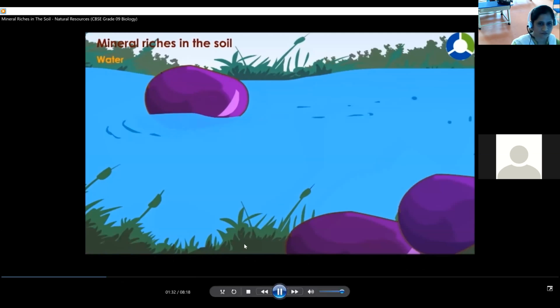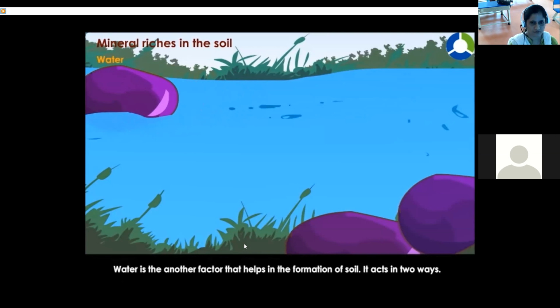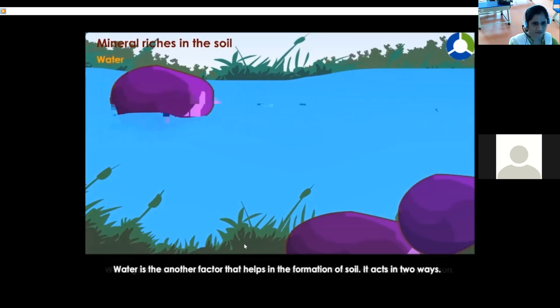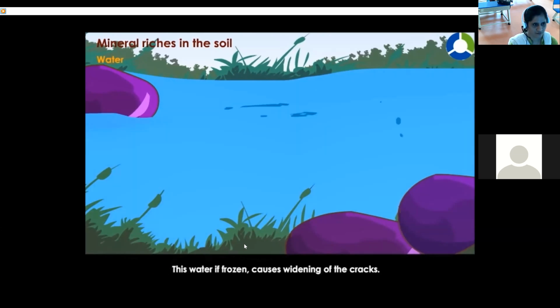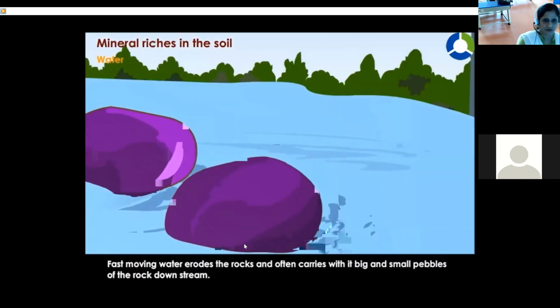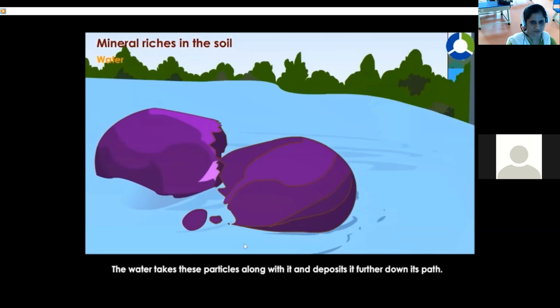Water. Water is another factor that helps in the formation of soil. It acts in two ways. Water gets into the cracks in the rocks developed due to uneven heating by the sun. This water, if frozen, causes widening of the cracks. Fast-moving water erodes the rocks and often carries with it big and small pebbles of rock downstream. These again wear down into smaller and smaller particles. The water takes these particles along with it and deposits them further down its path.